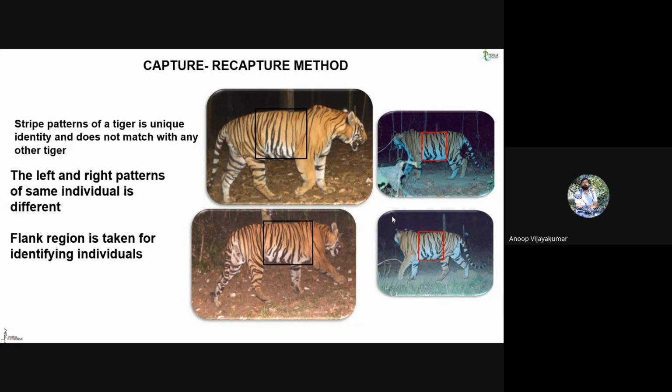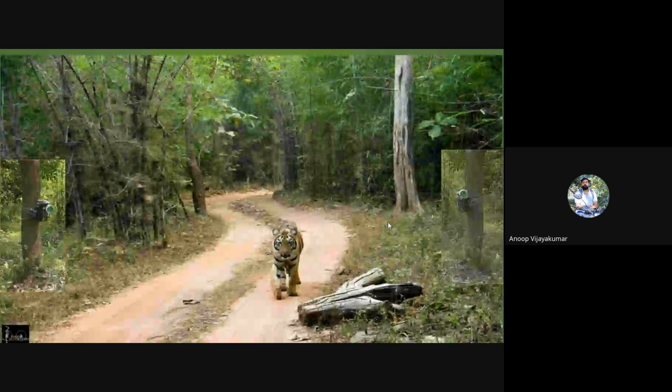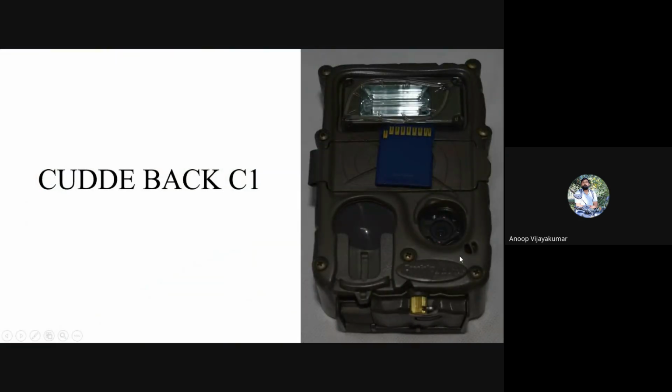Tigers choose roads, river banks and open areas. The experts know which way tigers actually walk, so most of the time we get a photo of the flank region, which we use for identifying individuals. There are so many camera traps. This is a camera trap. Many companies make them, and the brands are different.